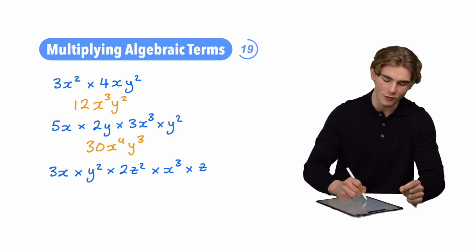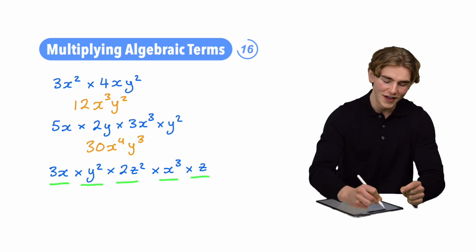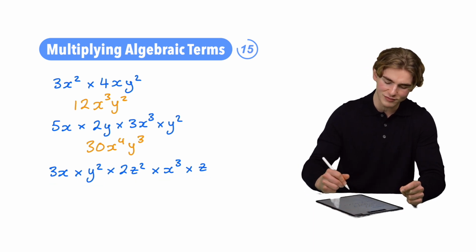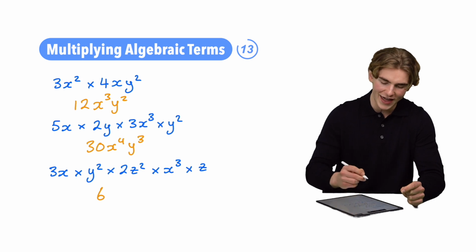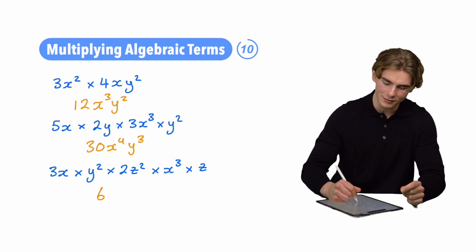Last up, our last example, 3x times by y squared times by 2z squared times by x cubed times by z. First off, our numbers by our numbers. 3 times by 2, that's going to be 6. Next up, our x's, we have an x over here and an x over here. X times by x to the power of 3, that's going to be x to the power of 4.